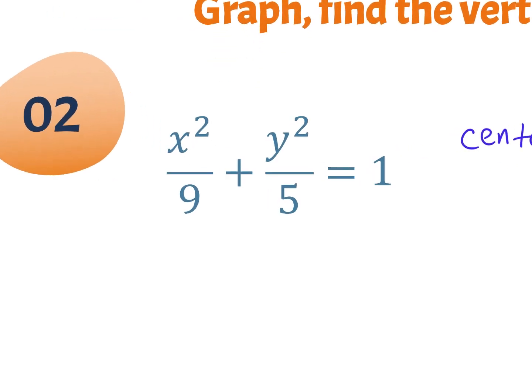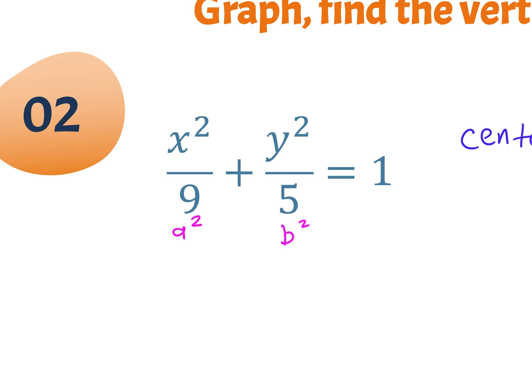Which one is my a squared? 9. Why? Because it's bigger. Perfect. So write that down. Kind of give yourself an idea. Okay, well, let me look at this. Which one's bigger? A squared is bigger. If a squared is bigger, it's underneath the x. That means your major axis, where your vertices and your foci are, is going to be on the x-axis.